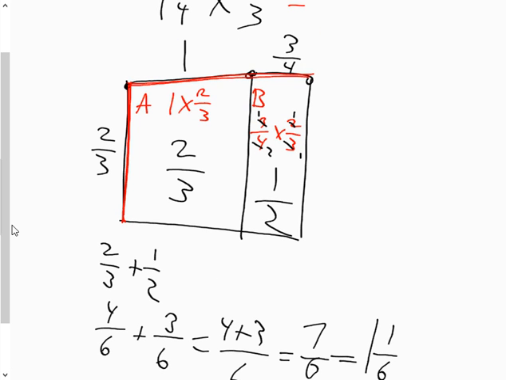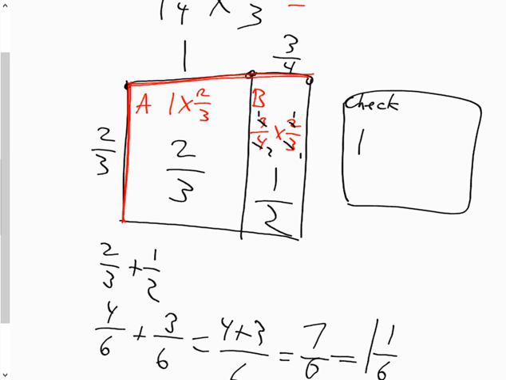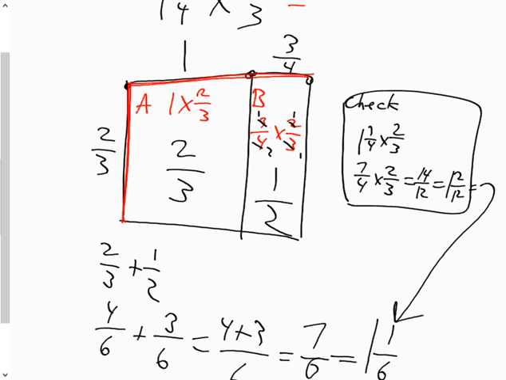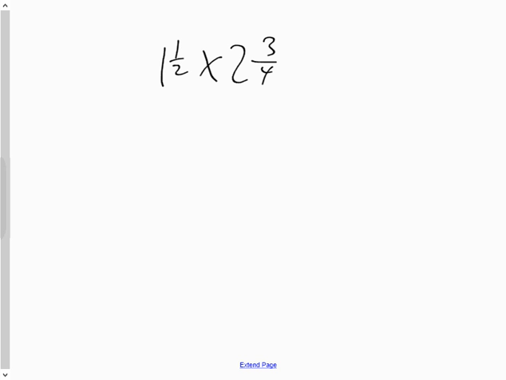Okay, how to check my answer? Let's do a check over here. So it's 1 3/4 multiplied by 2/3, which is 7/4 multiplied by 2/3, which is 14 over 12, which is 1 2/12, which in lowest terms is 1 1/6.